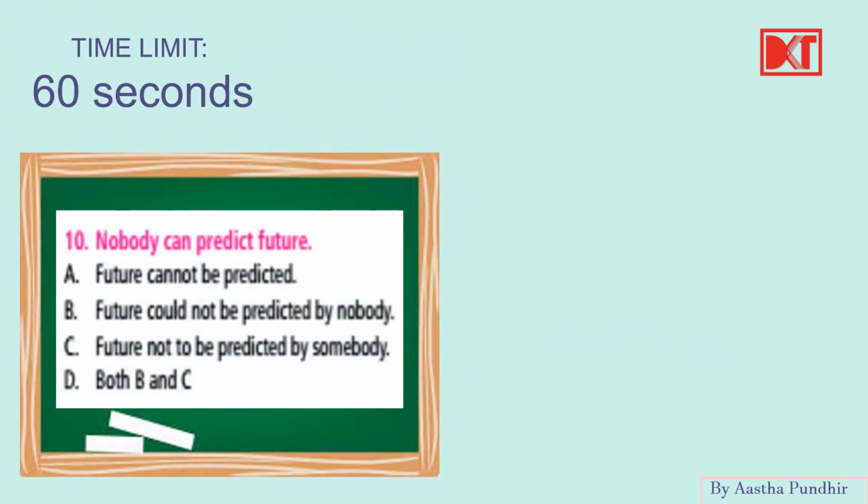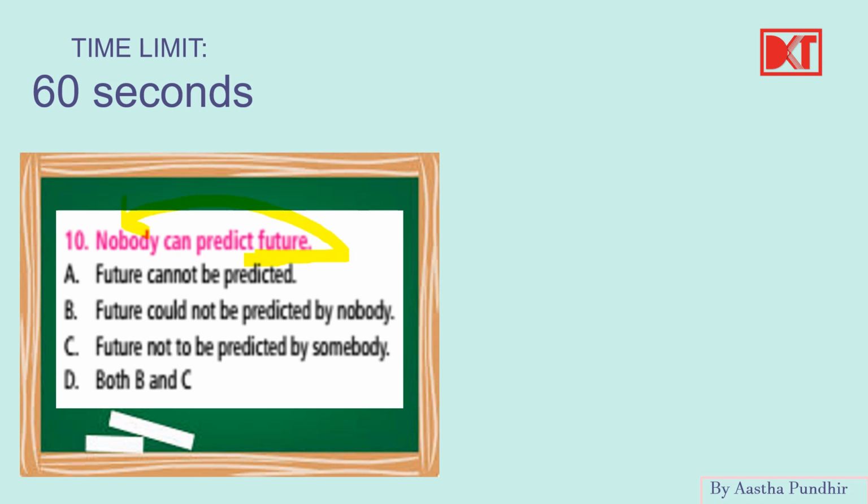Okay, here we have: nobody can predict future. The options are: A, future cannot be predicted; B, future could not be predicted by nobody; C, future not to be predicted by somebody; or D, both B and C. Now here nobody is the subject and future is what? Future is the object. Predict is the verb. So the verb we will change into the V3 form, predicted.